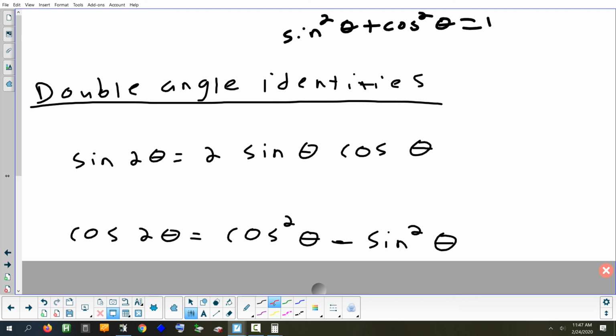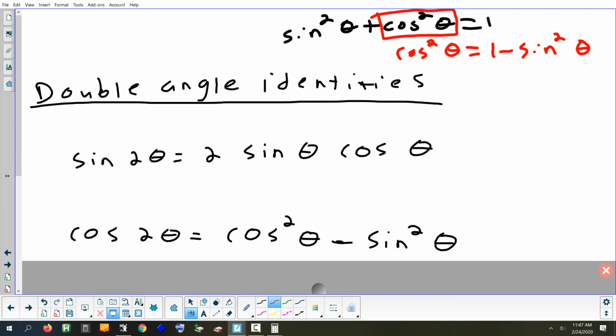Now, I want to take my Pythagorean identity, which I wrote up here, and I want to get this by itself. If I wanted to do that, what would I subtract from each side? Yeah. Sine squared theta. So does everyone agree that cosine squared equals 1 minus sine squared? Anyone think that's wrong?